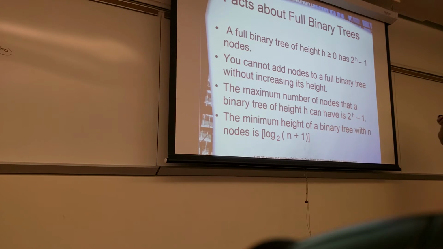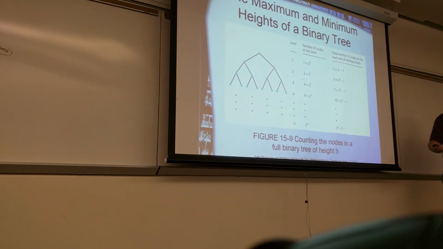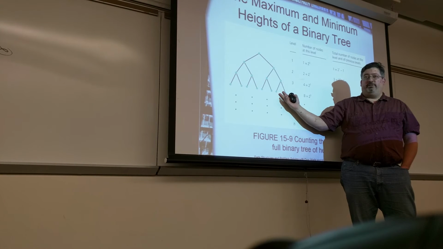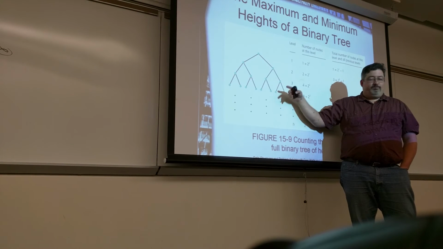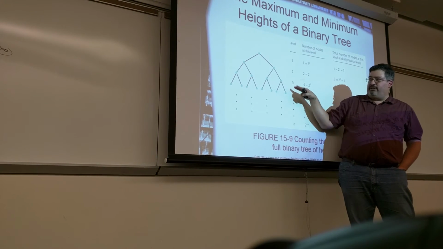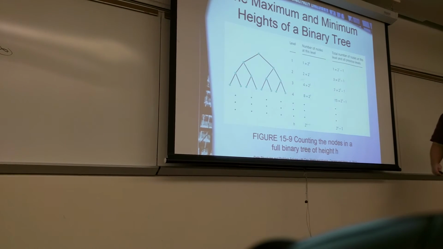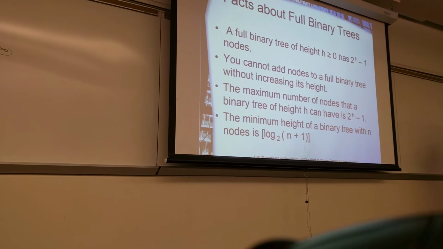Full binary trees. A full binary tree of height h more than 0 can hold then 2 to the h minus 1 nodes. We just went through that. Also, you cannot add nodes to a full binary tree without increasing the height. Again, this is our intuition coming to the rescue, right? Here's a full tree. Where would I add another node? It's got to be down. I can't just hang it off here because that's not binary anymore. So if I want to add nodes to a full binary tree, I'm going to add to the height.